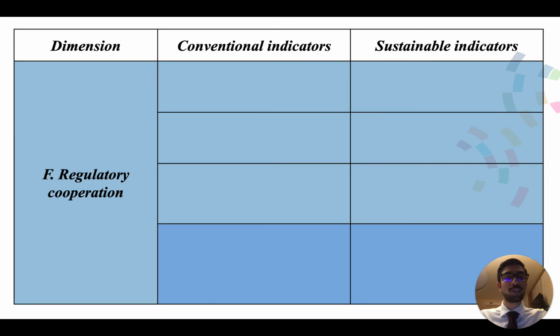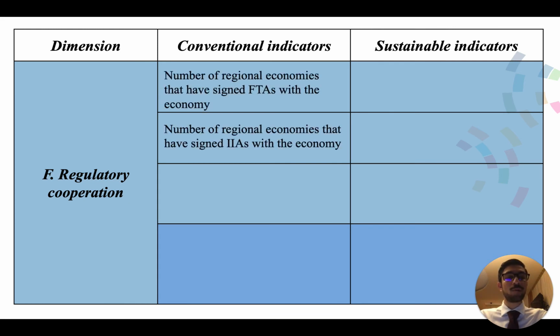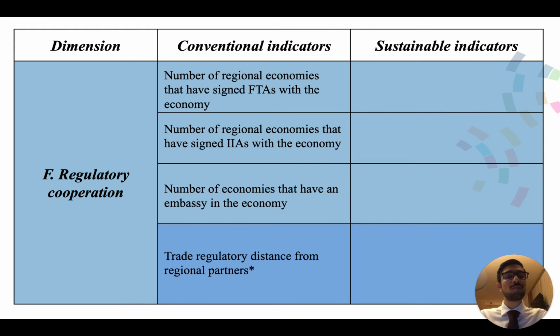We will now move to discussing Dimension 6, Regulatory Cooperation. Regulatory cooperation refers to efforts to formulate and utilize common institutional arrangements and harmonize regulatory frameworks to deepen economic integration. For an economy, this translates into greater participation in institutional arrangements and diplomacy and convergence in regulatory frameworks. Therefore, conventional indicators under this dimension capture the extent of institutional arrangements, such as FTAs and IIAs, regulatory similarity, and diplomatic relations with regional partners.